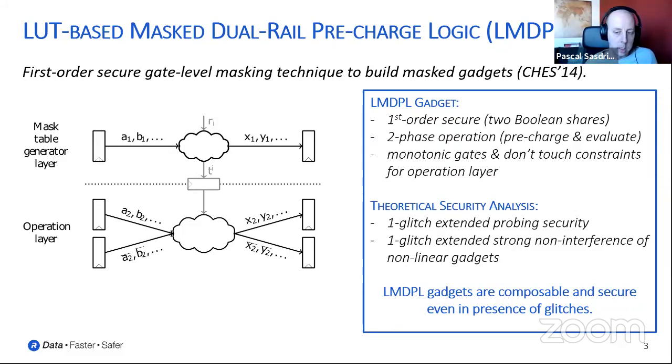However, these results only hold under the assumption that the operation layer circuit is implemented using monotonic gates and wiring only, and each monotonic gate is precharged before operation, and the structure of the operation layer is kept intact during synthesis and place and route using don't-touch constraints.